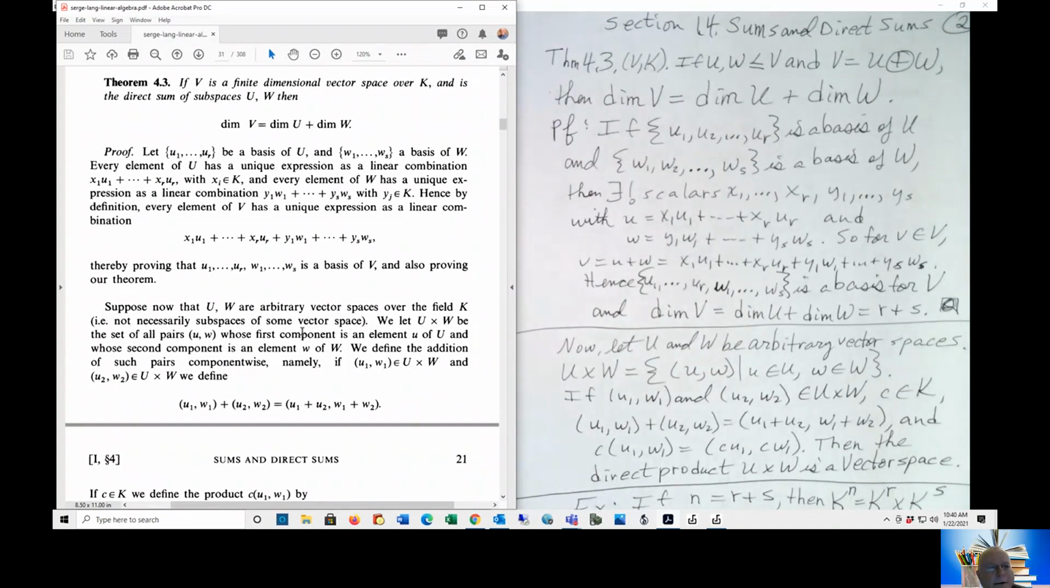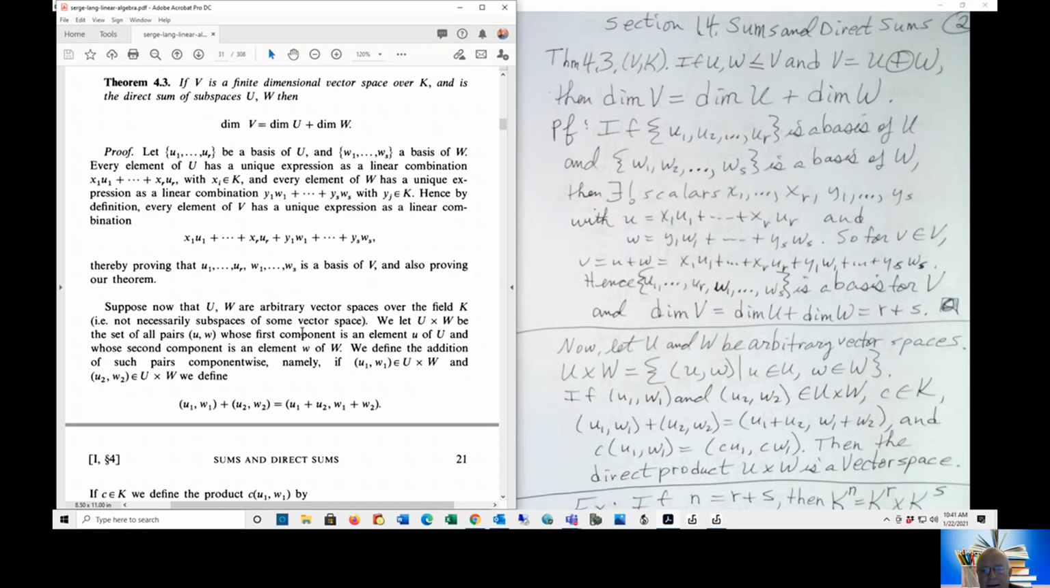All right. So let's let u1 through u sub r be a basis for U, and let w1 through w sub s be a basis for W. In other words, we're saying the dimension of U is r and the dimension of W is s. And we're trying to show the dimension of V is r plus s.